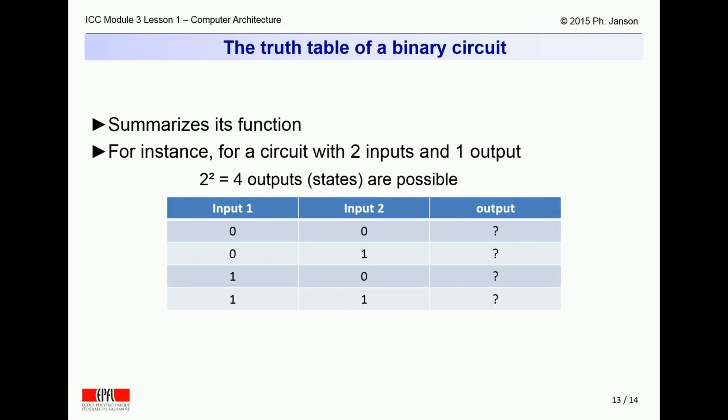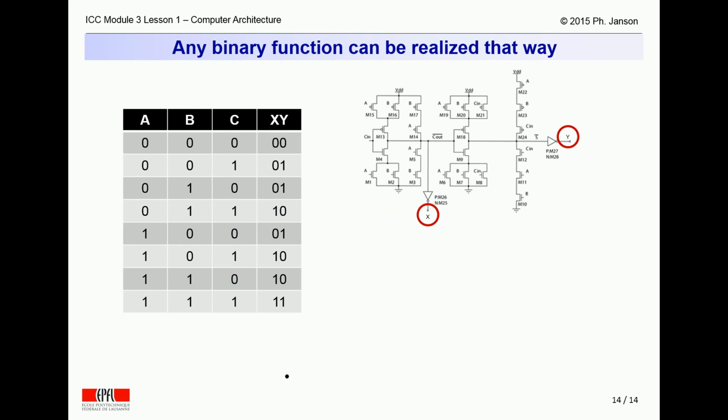As stated earlier, the truth table of a circuit always completely specifies its function by stating what its outputs should be for any possible inputs. Thus, in the case of a circuit with 2 inputs and 1 output, there are 2 to the power of 2 possible input combinations, and thus 4 possible outputs to be defined. Any binary function, as stated by its own truth table, can be implemented by some transistor circuit combining elementary logic functions in some more or less complex way.